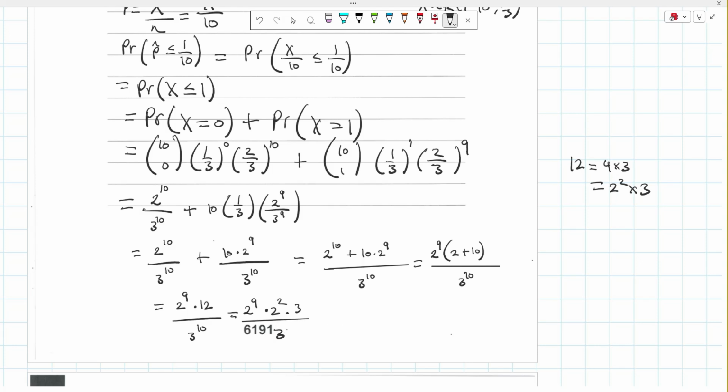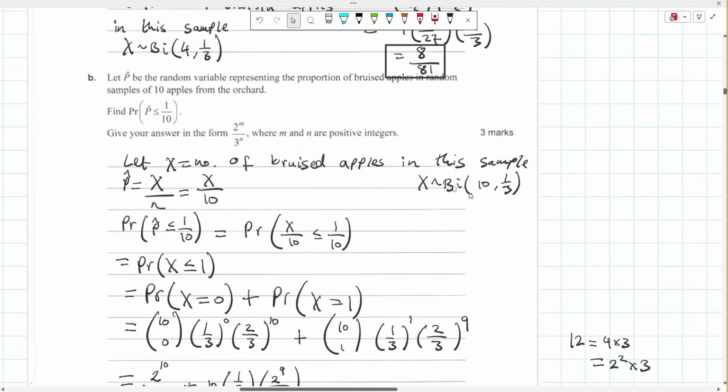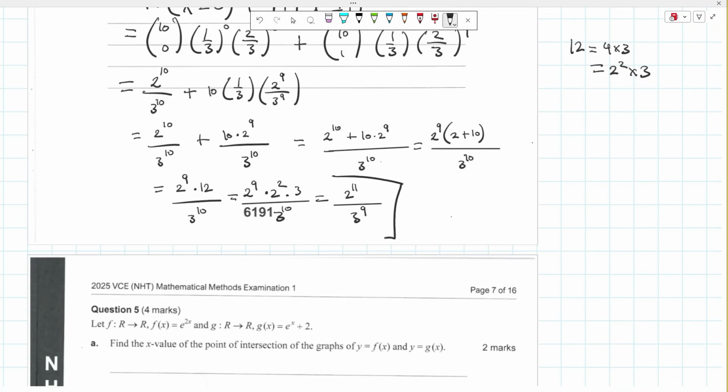And now you can see why we did that. It's because it actually meshes in well with the other stuff that we have, right? We want everything to be in terms of 2 and 3 if we can. So 2 to the 9 times 2 squared, that's 2 to the 11. And then you cancel the 3 and the 3 to the 10, you get 3 to the 9. Let's check if it's in the right form. It is in the right form, and this should be our answer. Let me make a nicer little box to put it in.